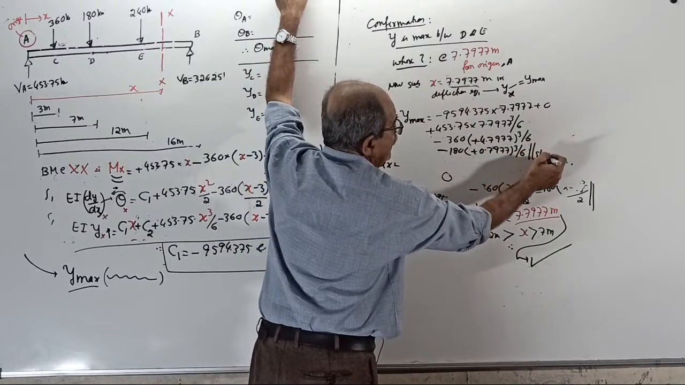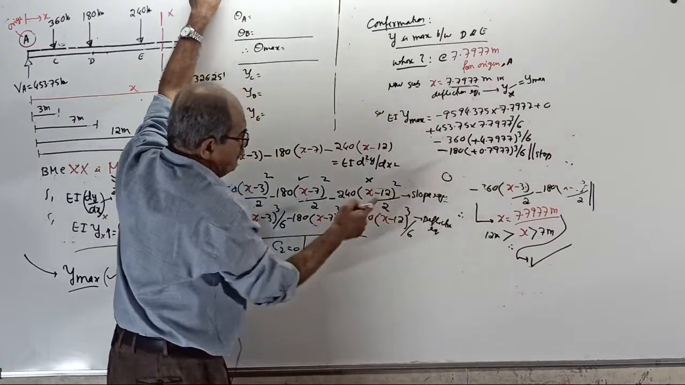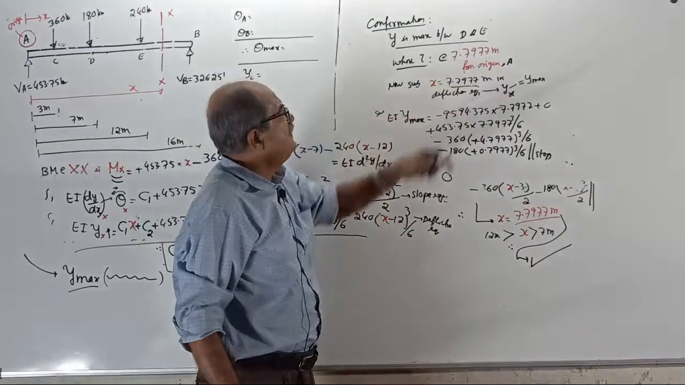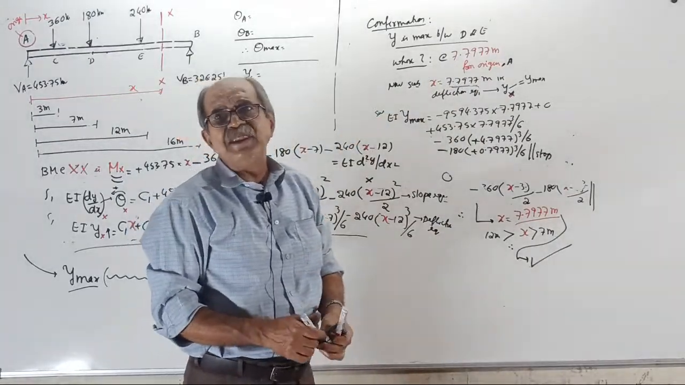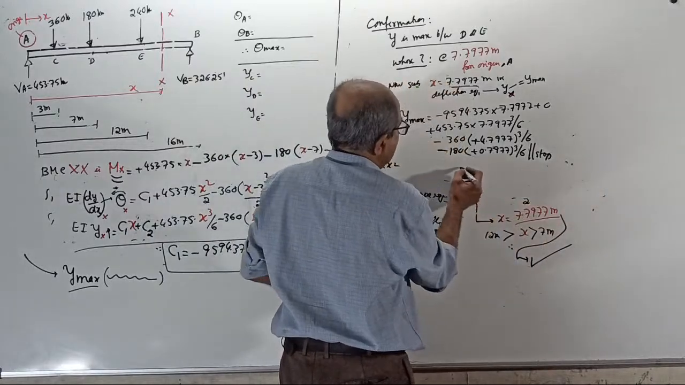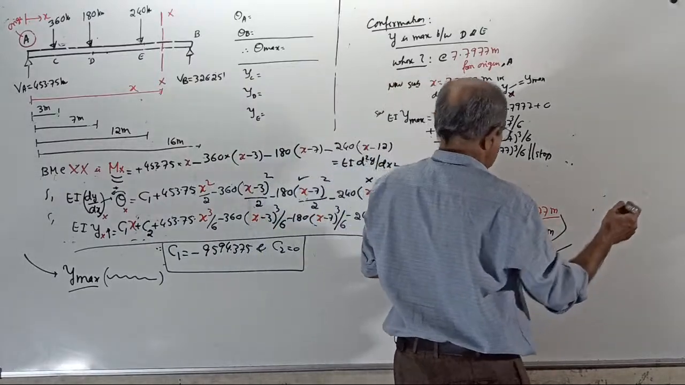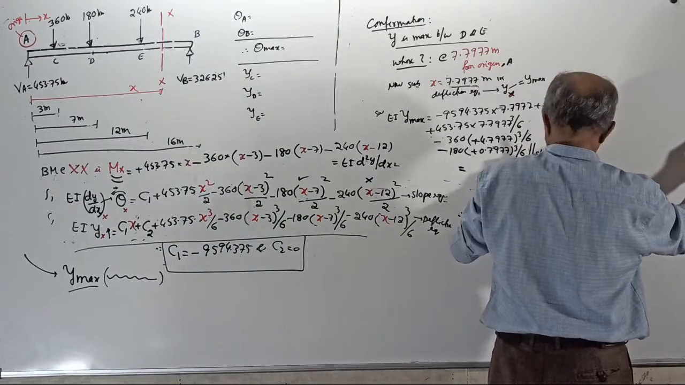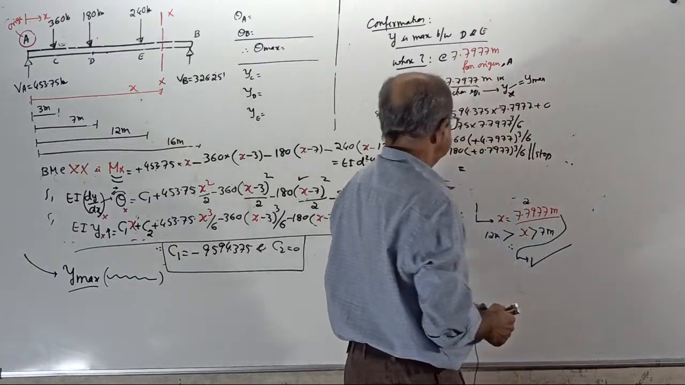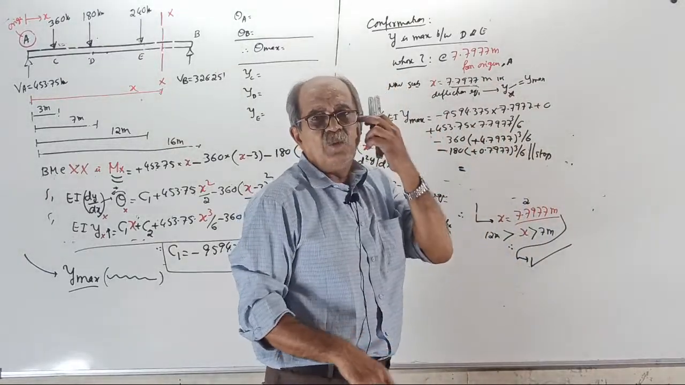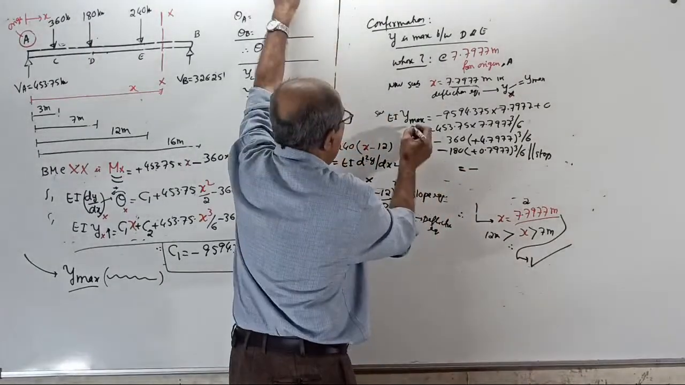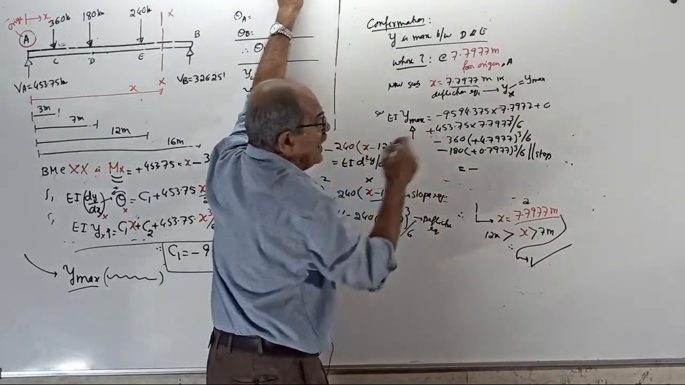Why stop here? Because the next term is X minus 12. Since X is 7 point something, that will be negative, not considered. Therefore, substitute and tell the answer. How much did you get? 7.7977. Okay. Substitute and tell me what is the Y maximum. Negative will come. Why? Because sign is upward positive. That is why negative came.